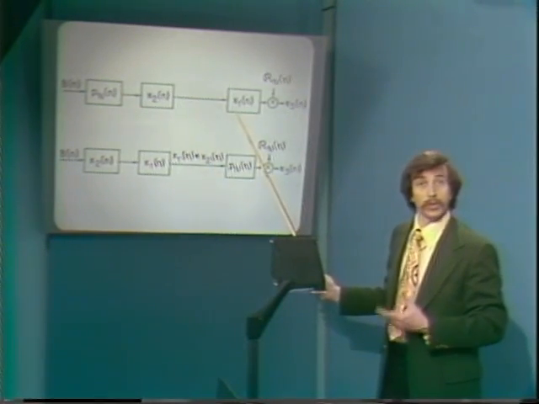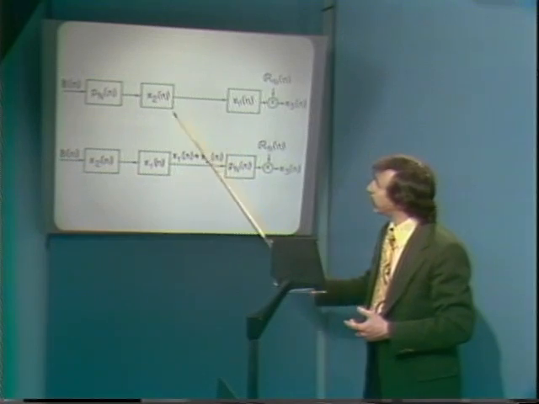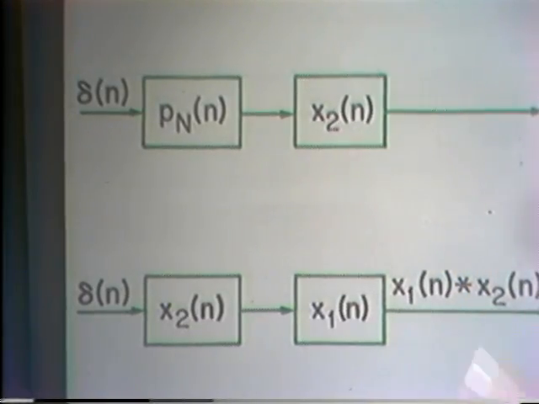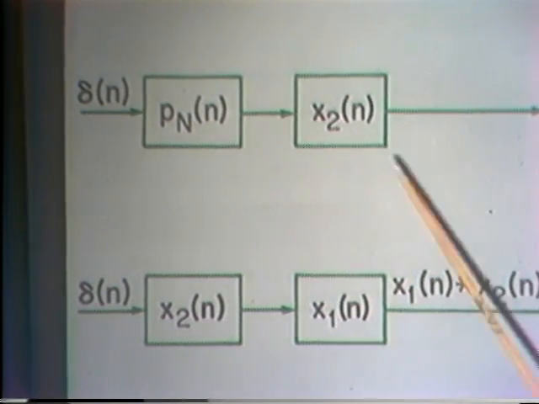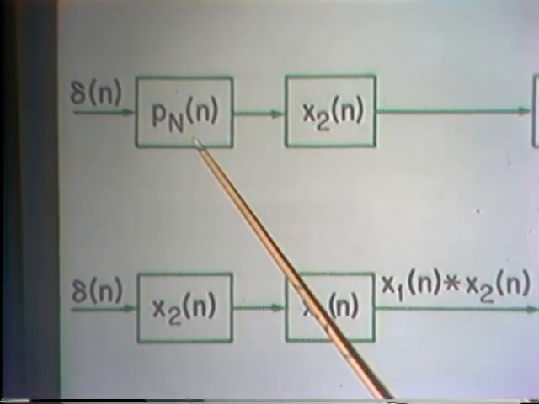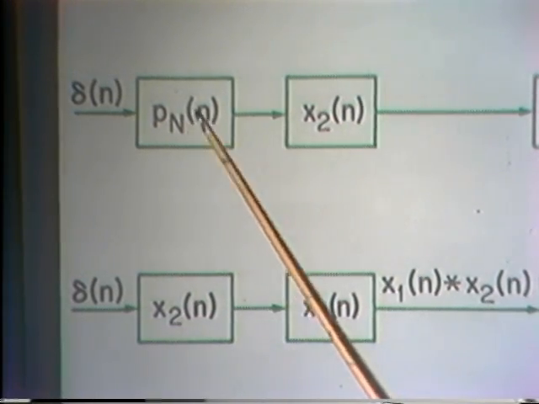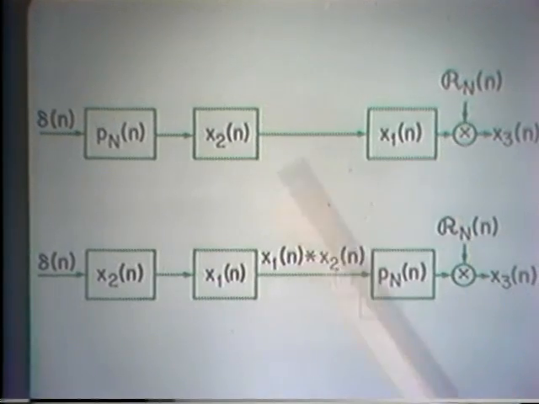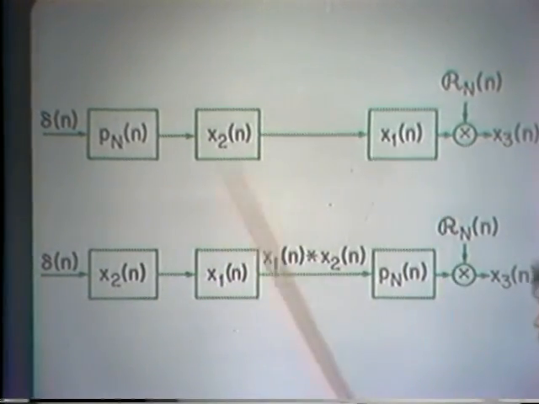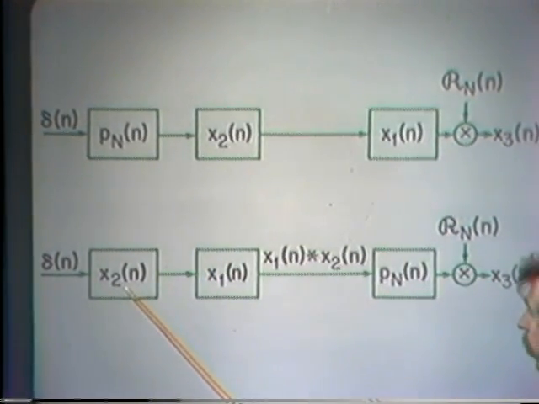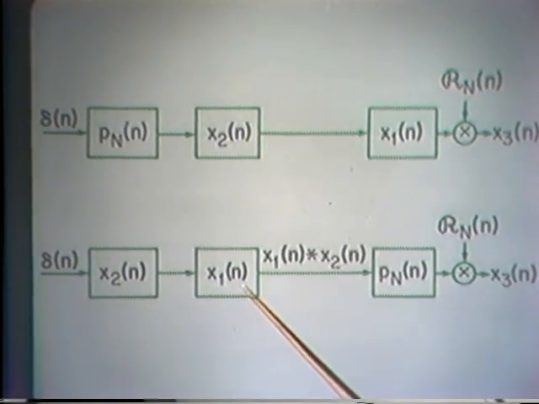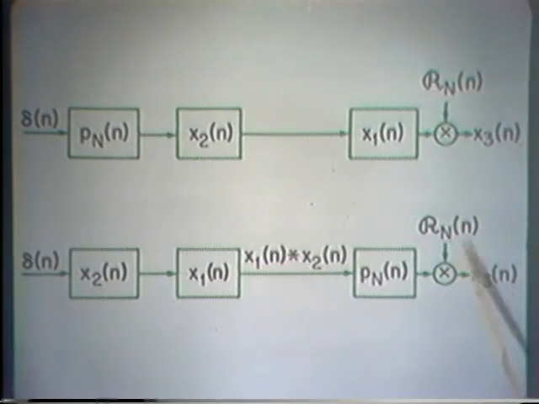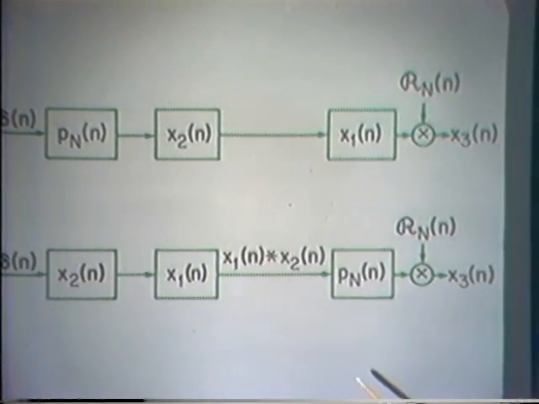That's something we showed in one of the early lectures. So in fact, we can interchange the order of these systems any way that we want to. And in particular, let's interchange the order of these systems by taking this system, which generates the pulse train, and putting that at the end of this cascade chain, so that instead we have x2 of n cascaded with x1 of n cascaded with p sub capital N of n. And then, of course, r sub N to extract a single period.